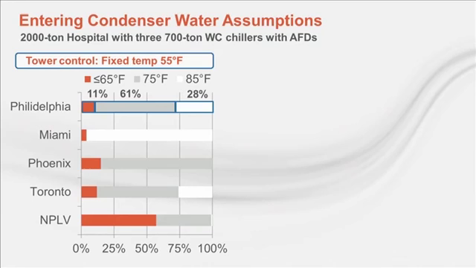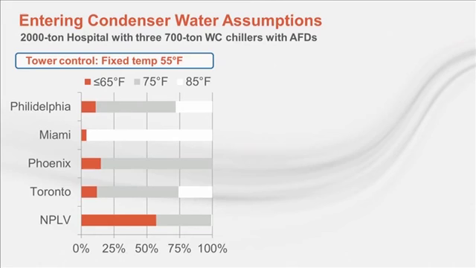Looking at the other locations, you can see how the local climate affects the buckets. Miami has the least amount of run hours in the 65 degree bucket, which makes a lot of sense, it's Miami. At the bottom, we show you the NPLV assumptions for condenser entering temperatures. 57% of the time, NPLV assumes your tower makes 65 degree water or less. 42% of the time, you're operating with 75 to 66 degree water, and only 1% of the time do you have 85 to 76 degree condenser entering temperatures.